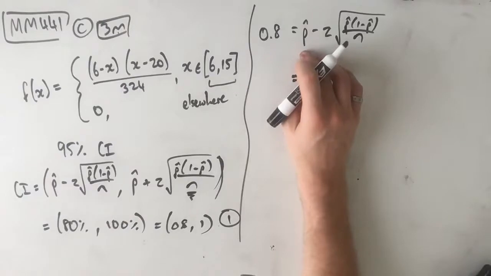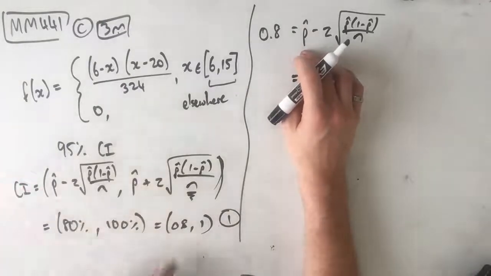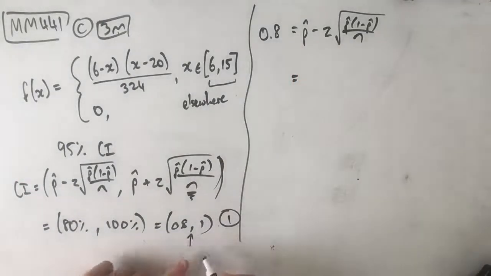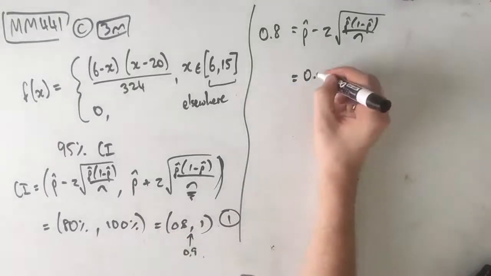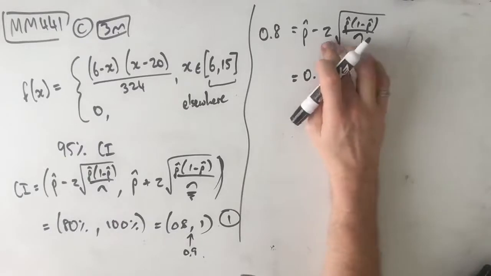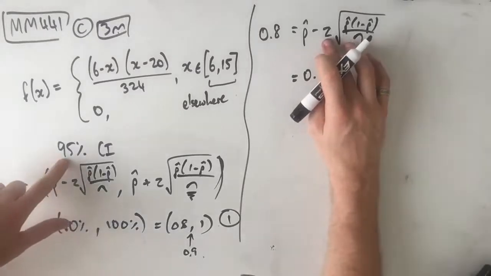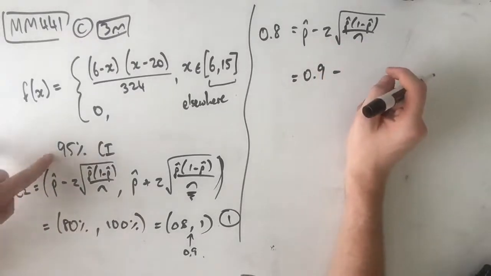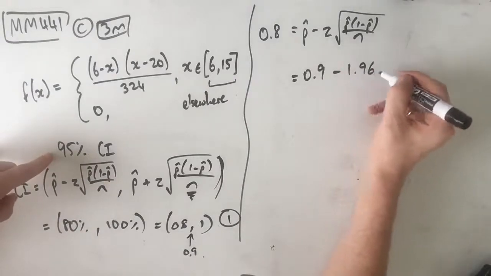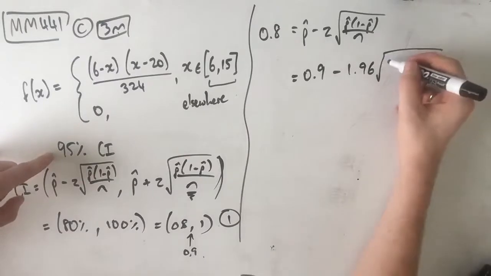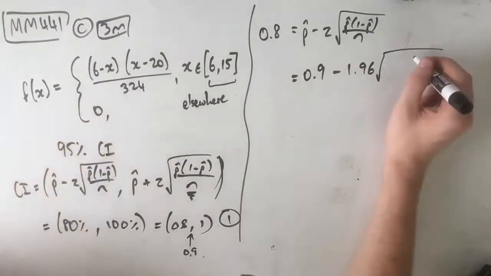So we know that our p hat always lies halfway between our confidence interval, okay? So halfway between here is our p hat. Halfway between 0.8 and 1 is 0.9. So we get 0.9 here, minus our z value is determined by the level of confidence. So at a 95% confidence interval, that means that our z value is equal to 1.96. And this should just be knowledge that you have. If you don't have that knowledge, that's fine, you just keep practicing.